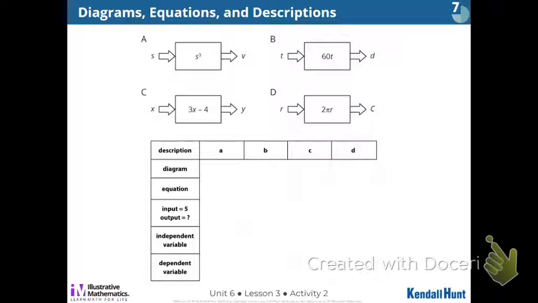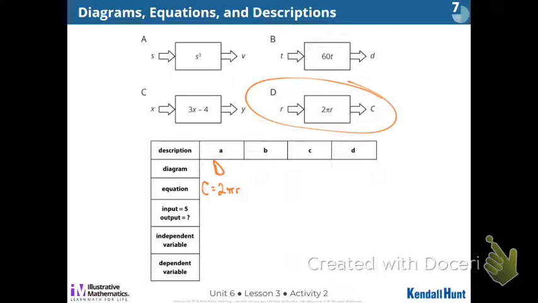Which letter? We just stated D. Okay. Now, diagram D right here. What's the equation? Circumference equals 2 pi r. We need that C equals on there, otherwise, it's an expression, not an equation.